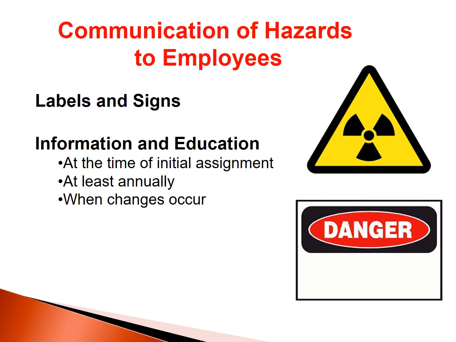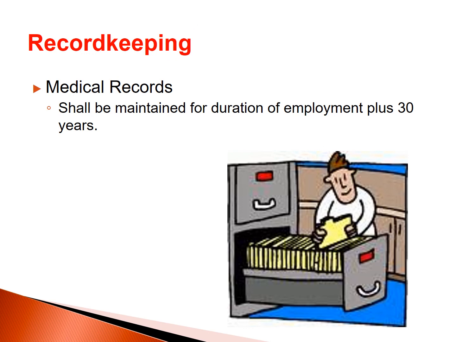That includes labels or signs. That's one thing that OSHA will always take a big look at when they come in and do an audit. We try to take a look at labels and signs on an annual basis or when any type of changes occur. When it comes to record keeping, if you do any type of post-exposure evaluation at the Wellness Center, they are going to maintain your medical record for the duration of your employment and then 30 years after you leave. That is an OSHA requirement.